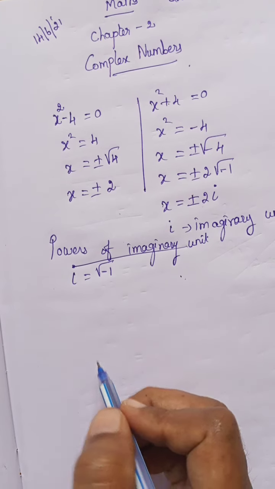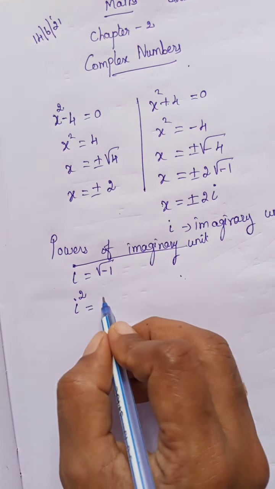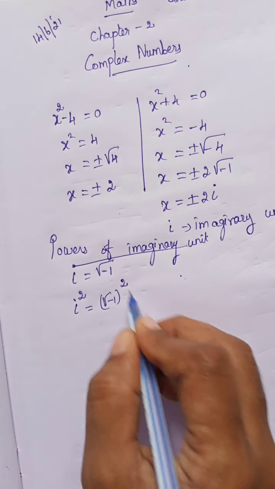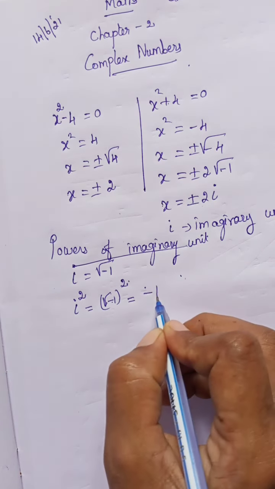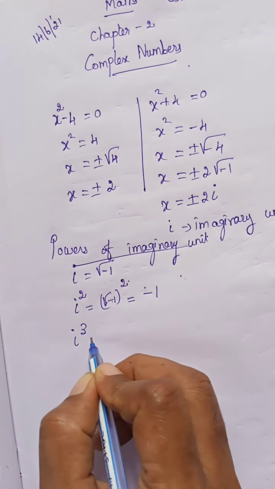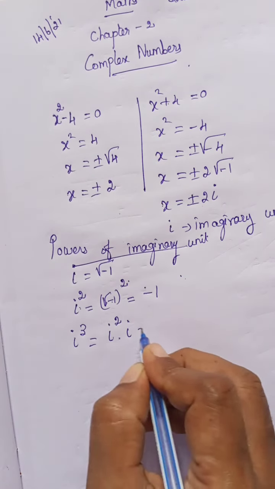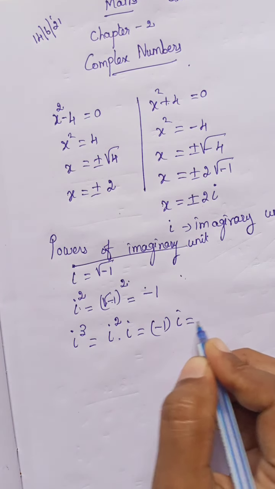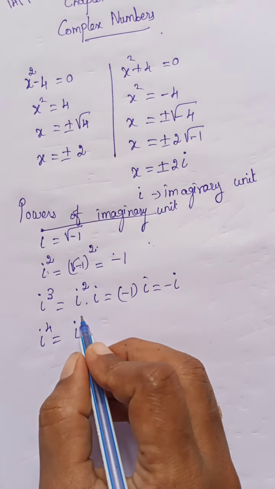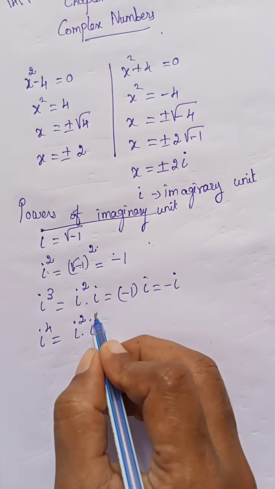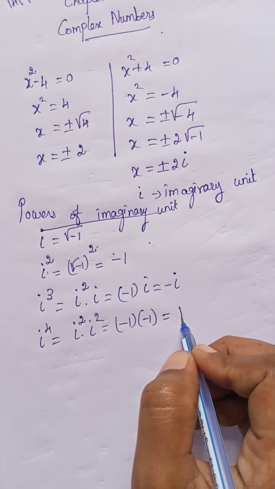Powers of the imaginary unit. See, i is equal to root minus 1. From this we will find it out. i square is root of minus 1 the whole square, isn't it? What may we get? Root and square will be removed. Our answer is minus 1. i cube, since i square is minus 1, we can write it as i square into i, that is minus 1 into i, that is minus i. i power 4 is i square into i square, that is minus 1 into minus 1. We may get plus 1.